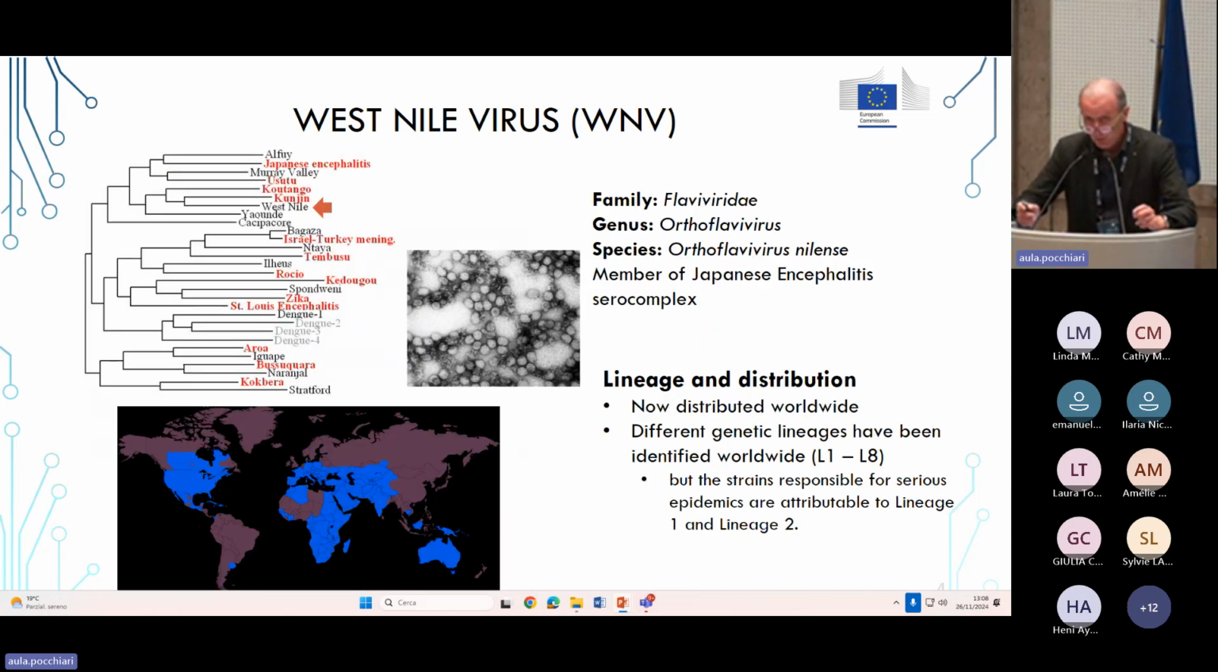It has recently been given a new name. It is called orthoflavivirus nilense. It's a member of the Japanese encephalitis serocomplex and the family Flaviviridae. It is distributed worldwide, and currently we know 8 lineages, but the most representative and the most frequent by far are lineage 1 and lineage 2.